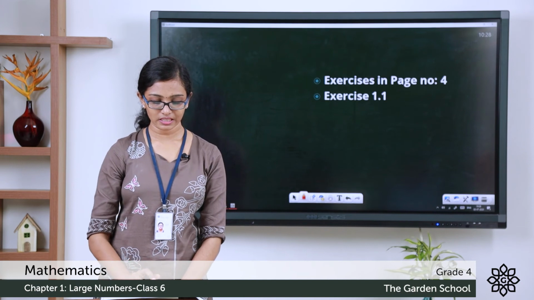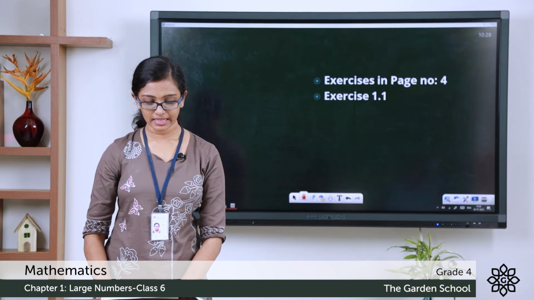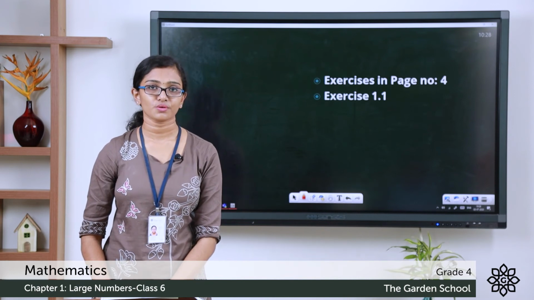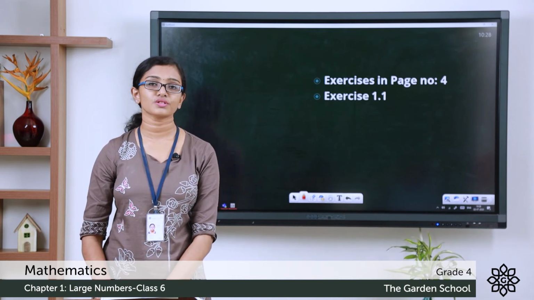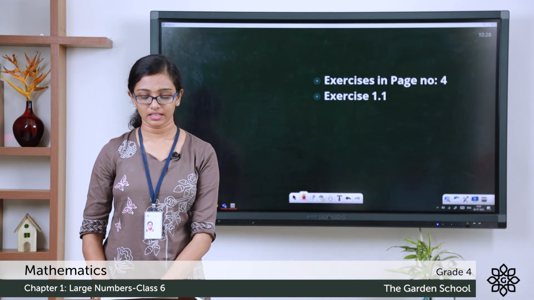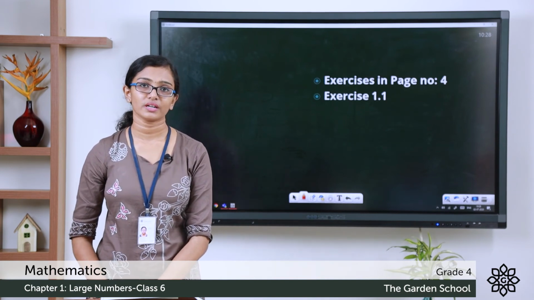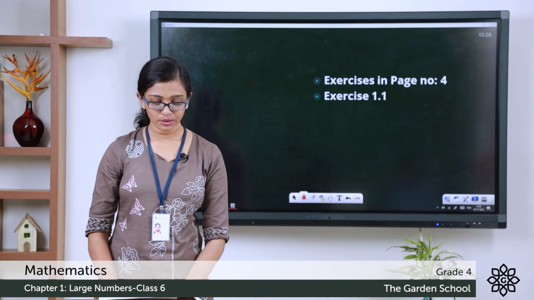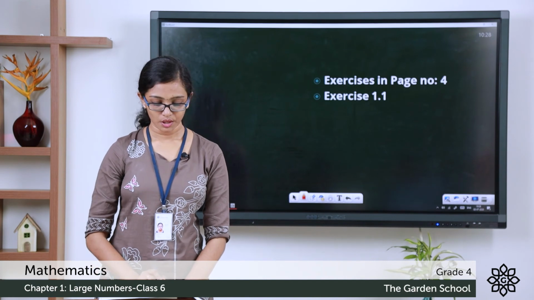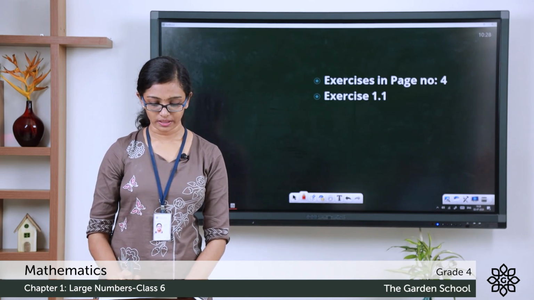So let's see the answers. 15,290, 25,290, 35,290, 45,290, 55,290 and 65,290. So the ninth question is about putting commas in between to separate the periods. Put the missing commas and write in words.